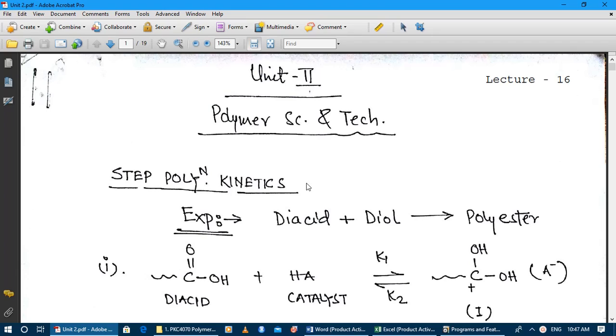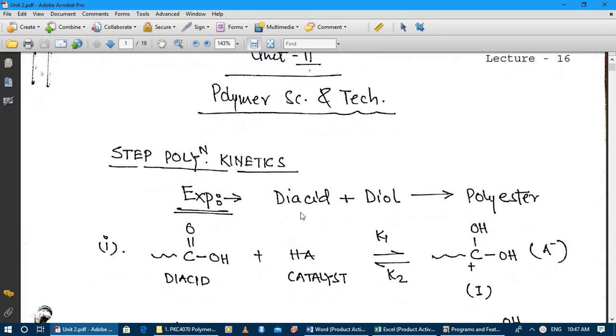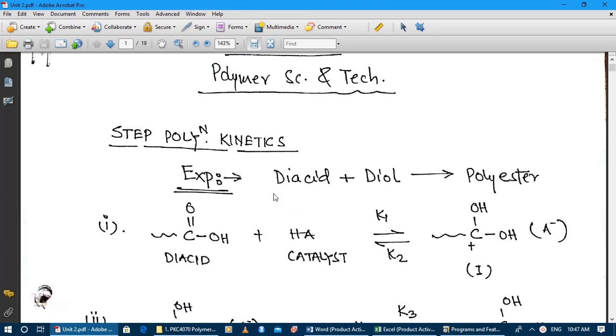Here in this second unit, which is dedicated to polymerization reaction kinetics, we will see the kinetics aspect of the polymerization reaction. So we are taking the example of polyester. Polyester is made up of a diacid and a diol. A diacid is a monomer which contains two carboxylic groups, one at each end, and a diol is another monomer having two hydroxyl OH groups at either end of the monomer.